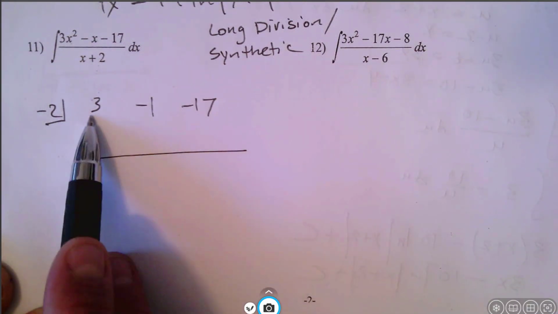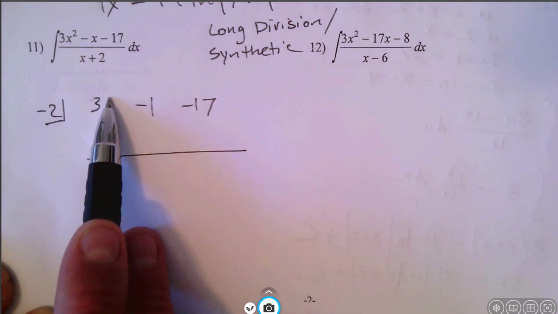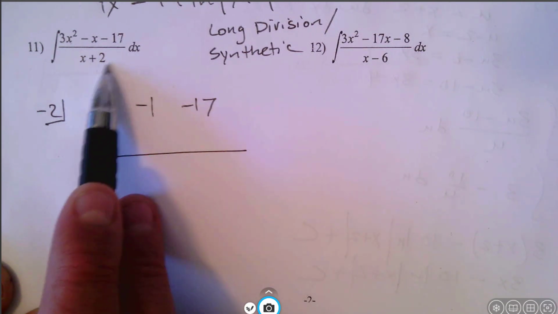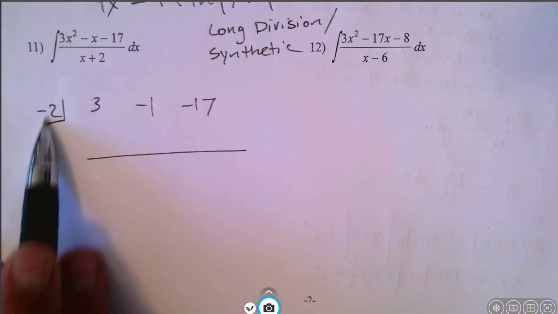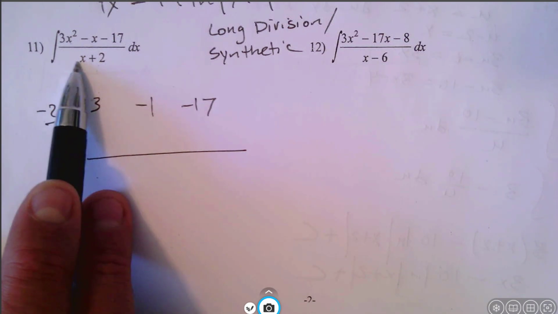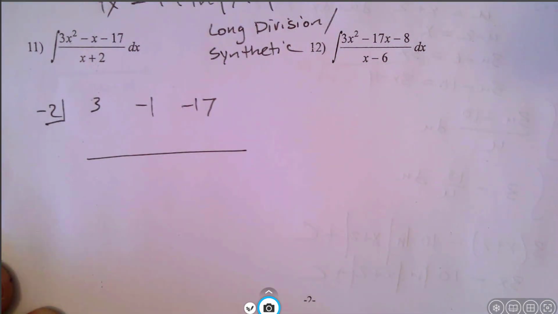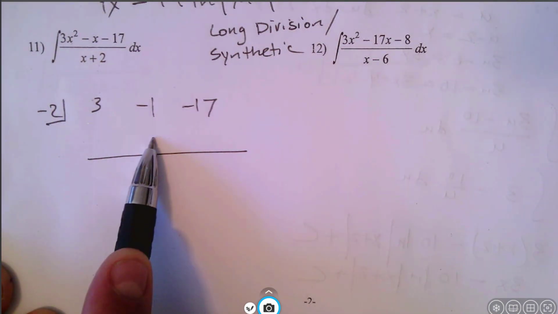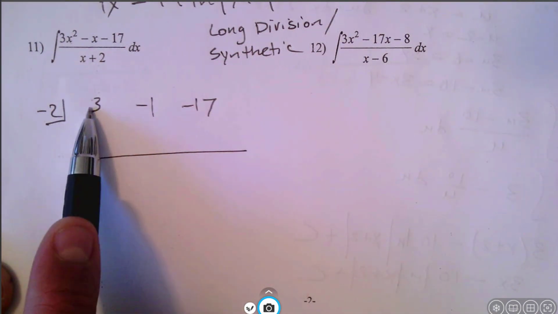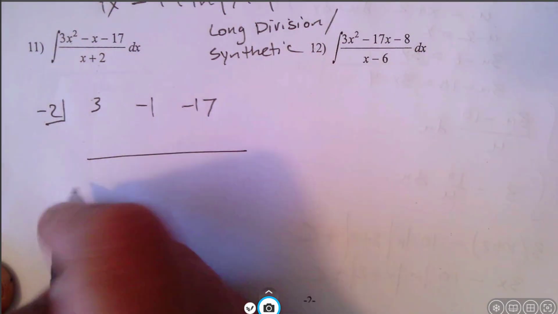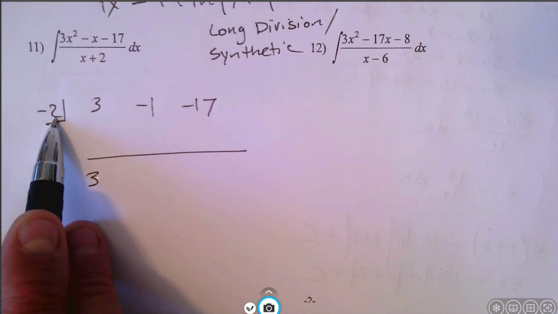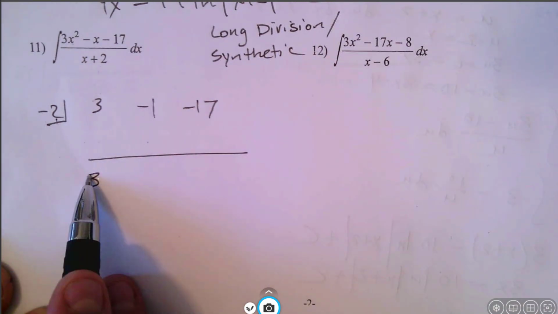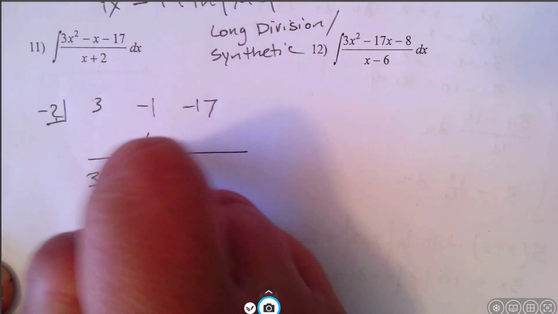This is the setup. So again, we have the coefficients here, 3, negative 1, negative 17. If this says x plus a number, we put x plus a, we put negative a here. If it says x minus 2, we would put positive 2 here. And now when we go down, we add. And when we put a number up here, we multiply. So going down, we just bring down the 3. And then we multiply. The number in the box times this number is going to go up here. So negative 2 times 3 gives us negative 6.